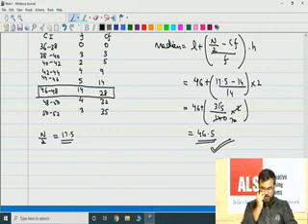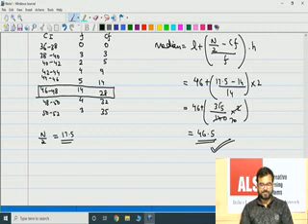Okay. So, if you do not have any doubt, now let us see what happens if we draw the less than type and the more than type on the same graph, and how we can figure out the median from that one. So, let us do the same question.